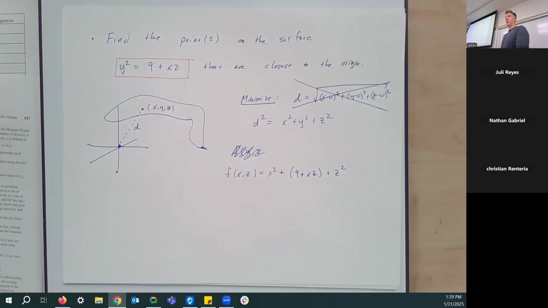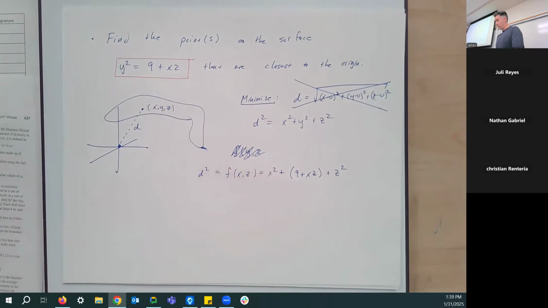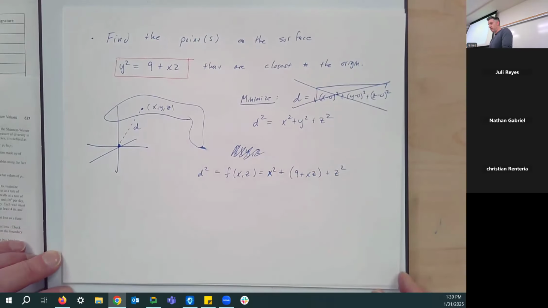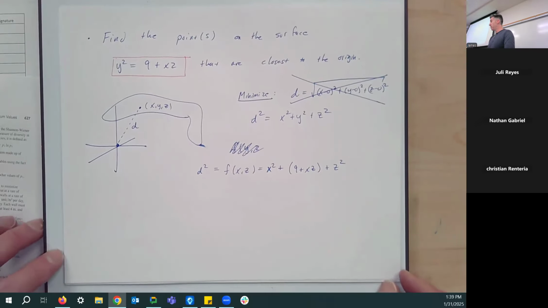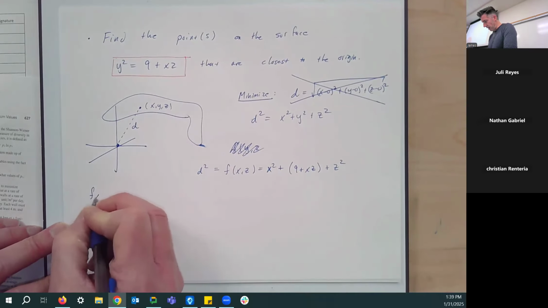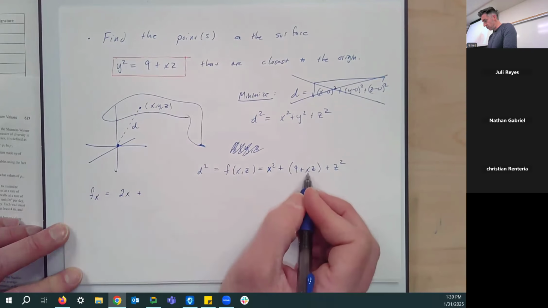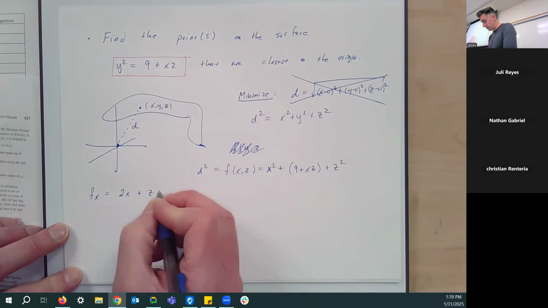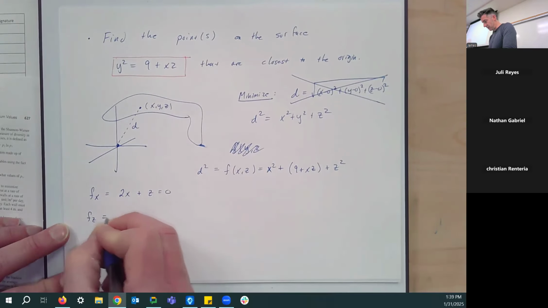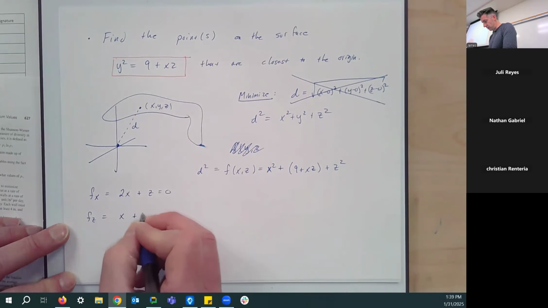Cool. Now our distance squared is a function of just 2 variables, and we know how to deal with a function of just 2 variables. We're trying to find the max or min or saddle point. In this case, the minimum. So take the partial derivatives. fx is going to be 2x plus 1 times z. And similarly, fz is going to be 1 times x plus 2z.